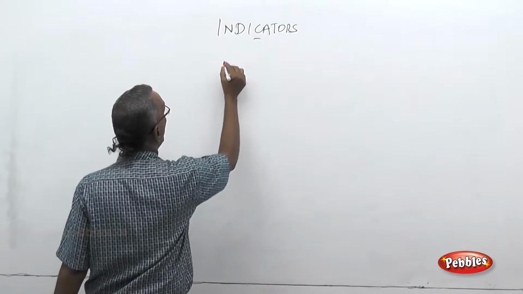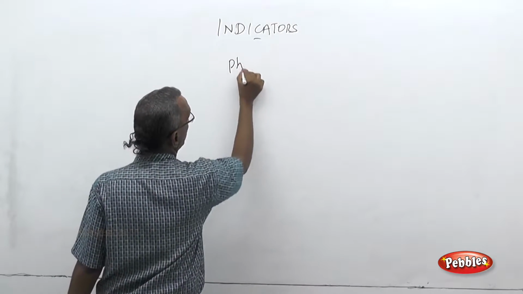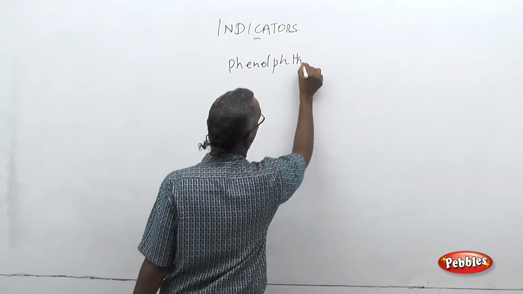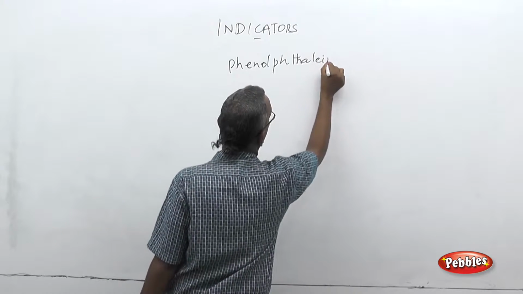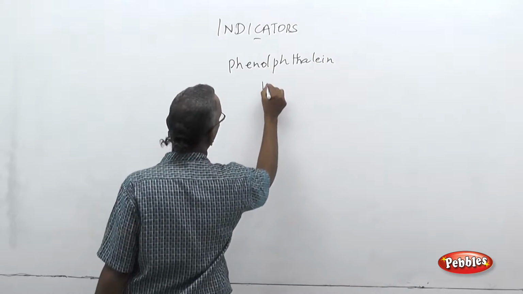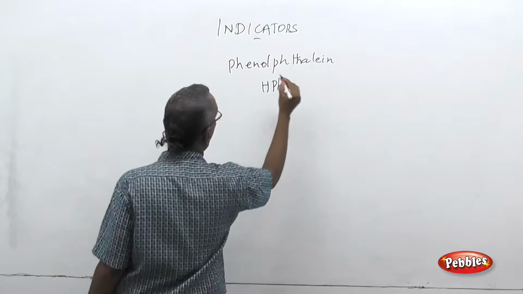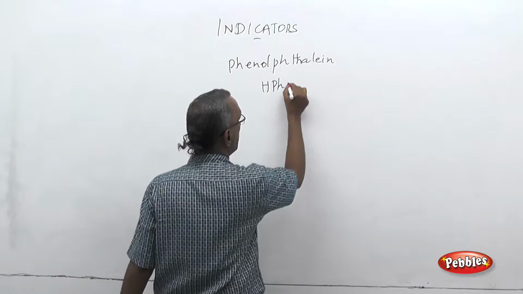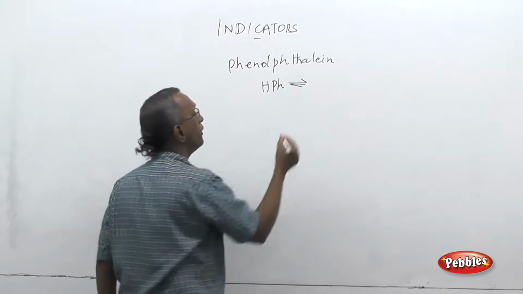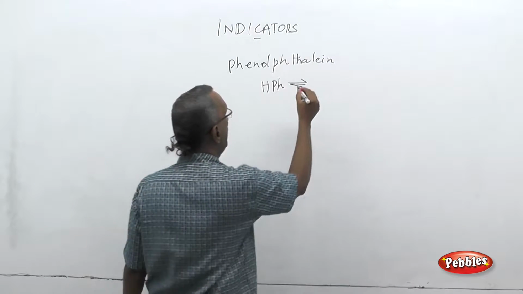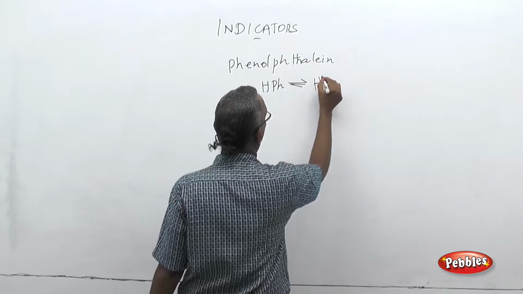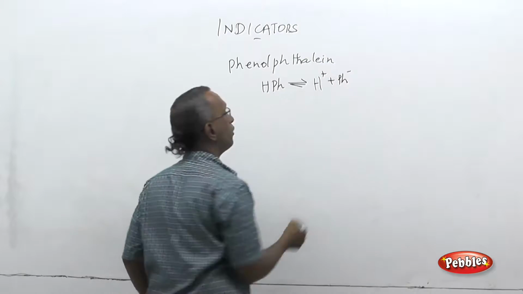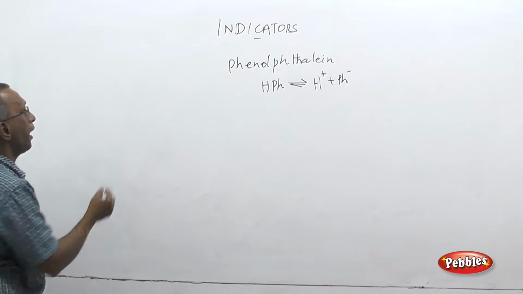Important acid base indicators are phenolphthalein and methyl orange. Phenolphthalein is considered as a weak acid. Weak acid can be generally represented as HA. Here phenolphthalein is a weak acid, it is represented as HPH. Since it is a weak acid, you can apply ionic equilibrium. It dissociates weakly to form proton and phenolphthalein anion.